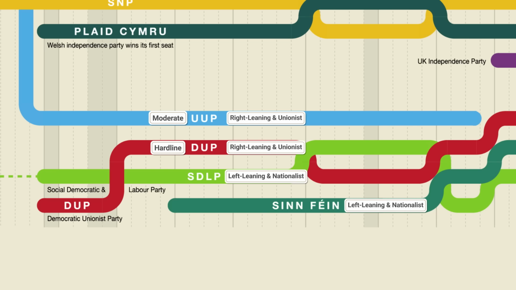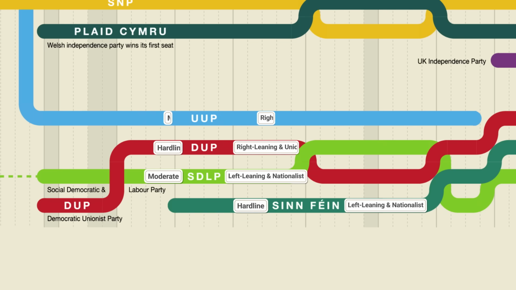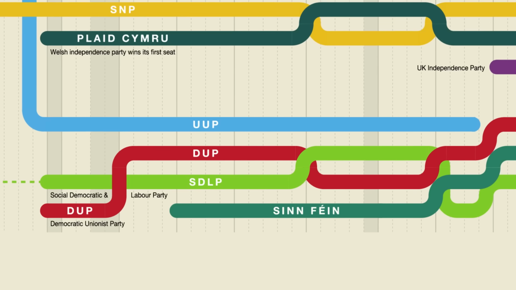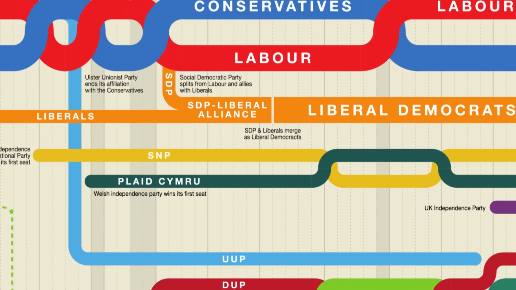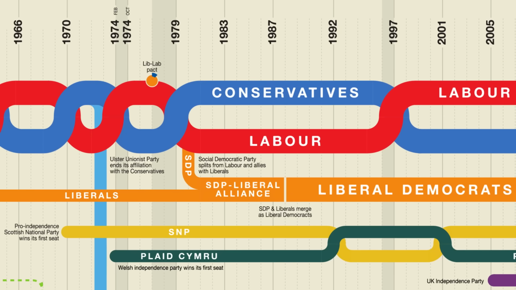Again, the main difference is that Sinn Féin is more hardline and the SDLP is more moderate. But let me now return to the Great Britain parties. First, I'll point out the Lib-Lab Pact of 1977, the third and most recent time that the Liberals agreed to support Labour during a minority.